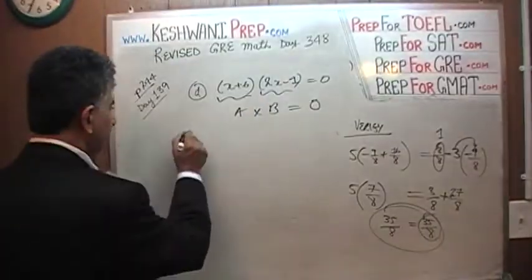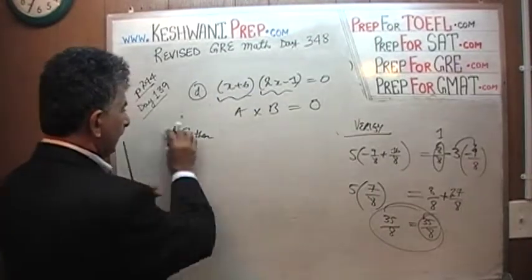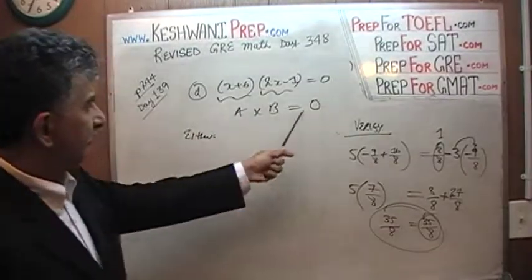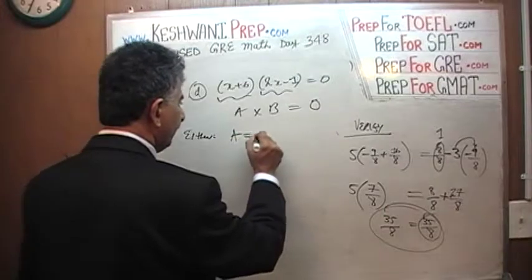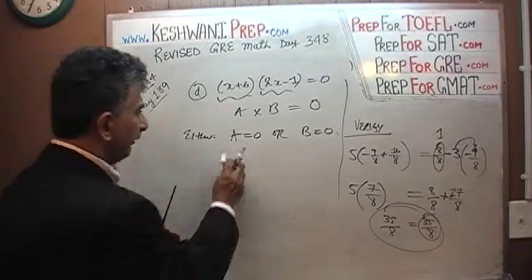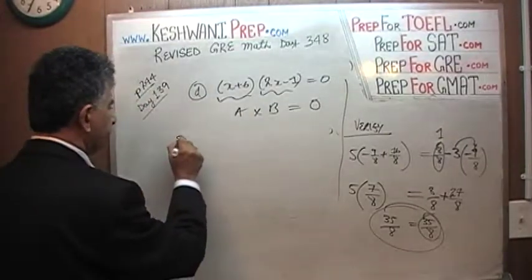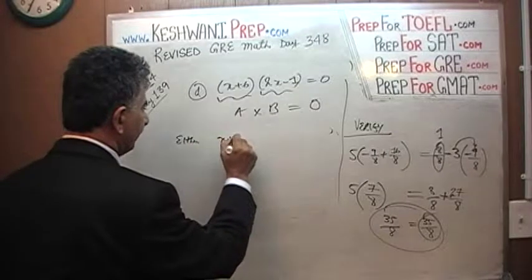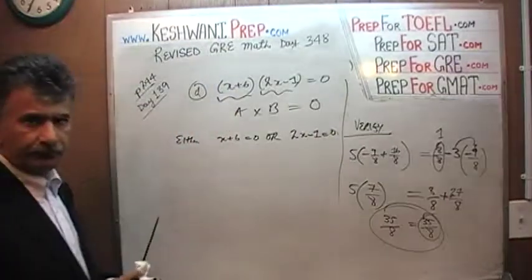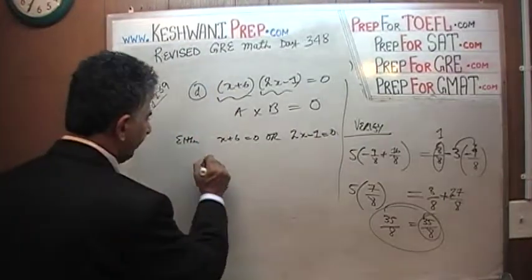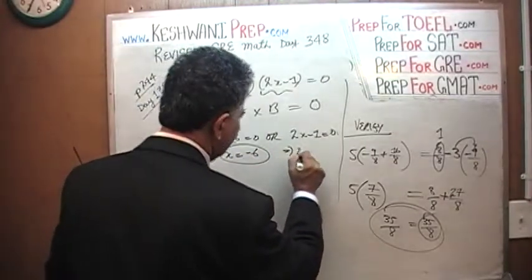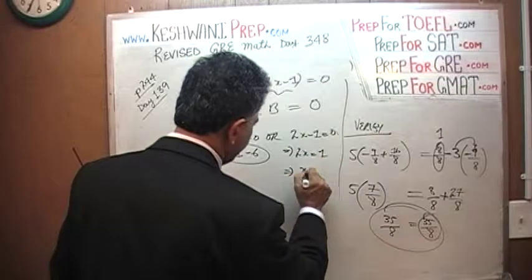What does it mean? It means either, the product of two quantities, the only way the product of two quantities can be 0 is either A is equal to 0 or B is equal to 0. That's the only way that is possible. So that's what it is. Here, either x plus 6 is equal to 0 or 2x minus 1 is equal to 0. If x plus 6 is equal to 0, that implies that x is equal to negative 6. And if this is true, this implies that 2x must equal 1, which in turn implies x must be half.